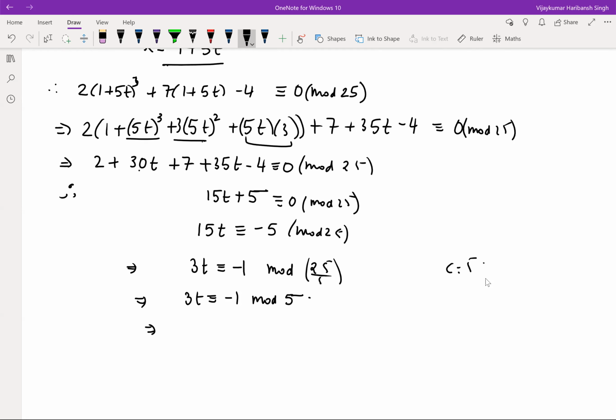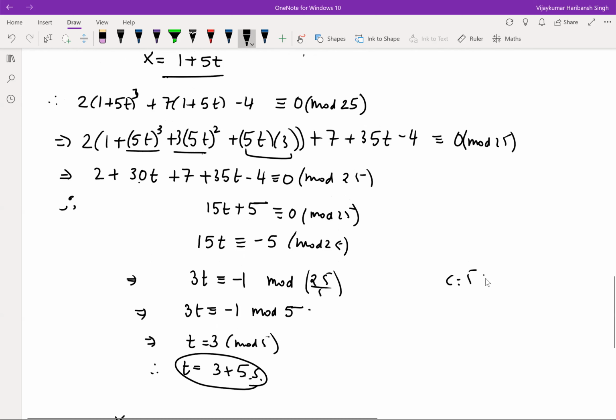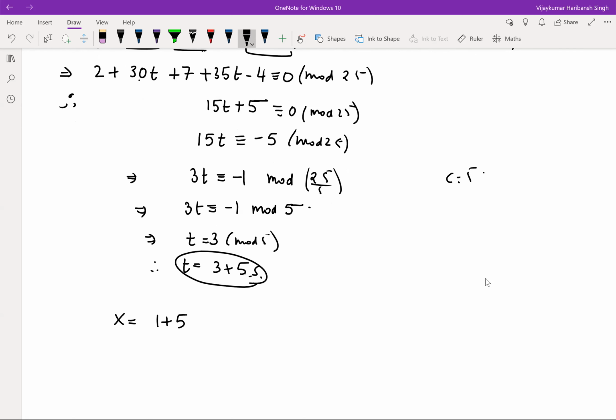Let's take t equals 1, that won't work. t equals 2 won't work. t equals 3 gives 9, and 9 is -1 mod 5. So t is congruent to 3 mod 5, and therefore t equals 3 plus 5s. Now let's plug this back in for x. First of all, x was 1 plus 5t, which is the same as 1 plus 5 times (3 plus 5s).